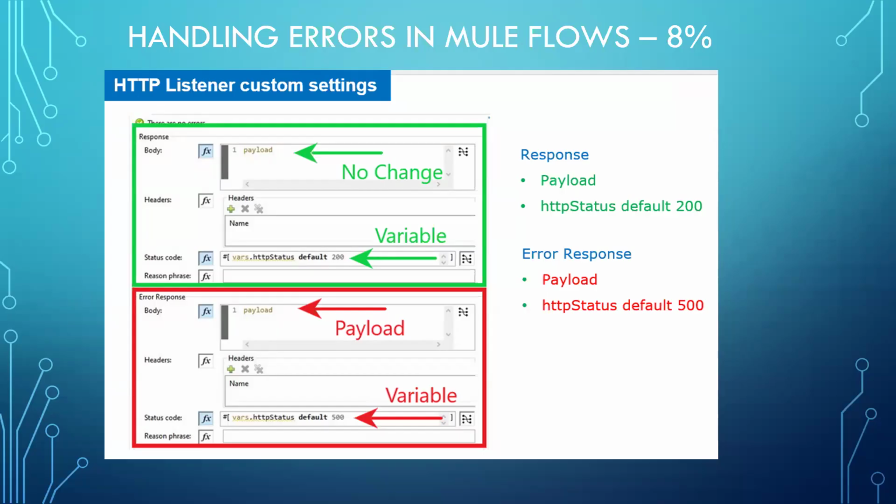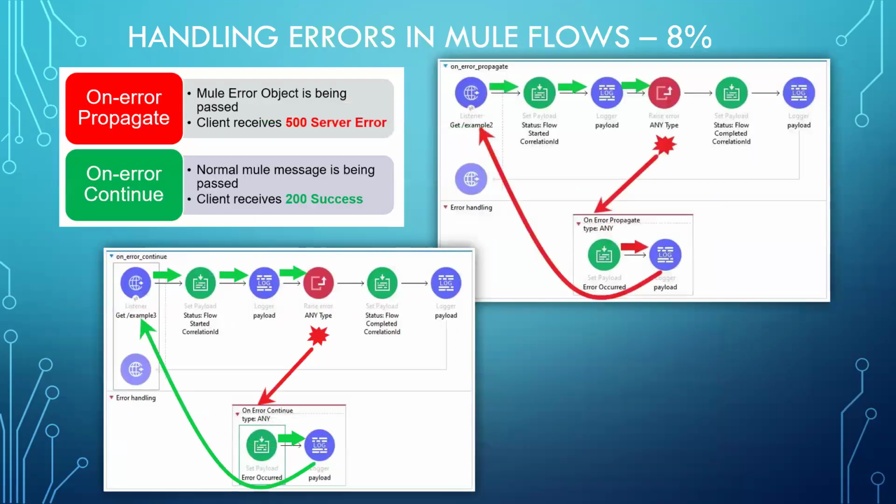Next concept we're going to talk about in the objectives are the different kinds of error scopes.